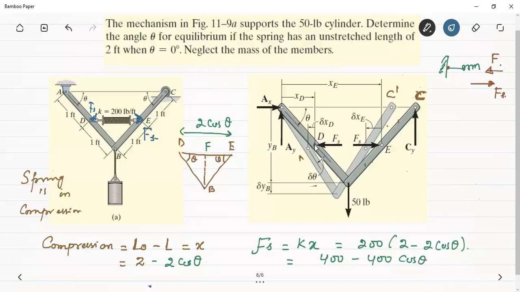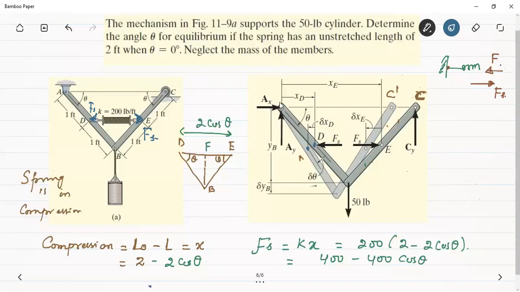Similarly, here you can see that the displacement of the point D is from right to left. This was the initial position and this is the final position of D. So it has undergone a virtual displacement, which has been shown by delta xt. These are not the real displacements, these are the virtual displacements. And here you can see that the spring force and delta xt are in the same direction. Therefore, the virtual work done by the spring force at D will be positive. So we have identified all the forces which are responsible for the virtual work.